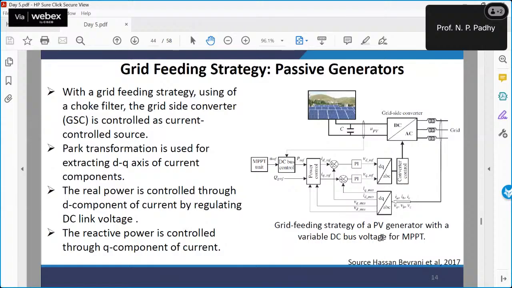And you can see that you have a PV panel with a grid feeding strategy using a choke filter. The grid side converter GSC is controlled as a current control capability. Power transformation is used for extracting DQ axis of current components. The real power is controlled through the D component of current by regulating DC link voltage. The reactive power is controlled through the Q component of the current.